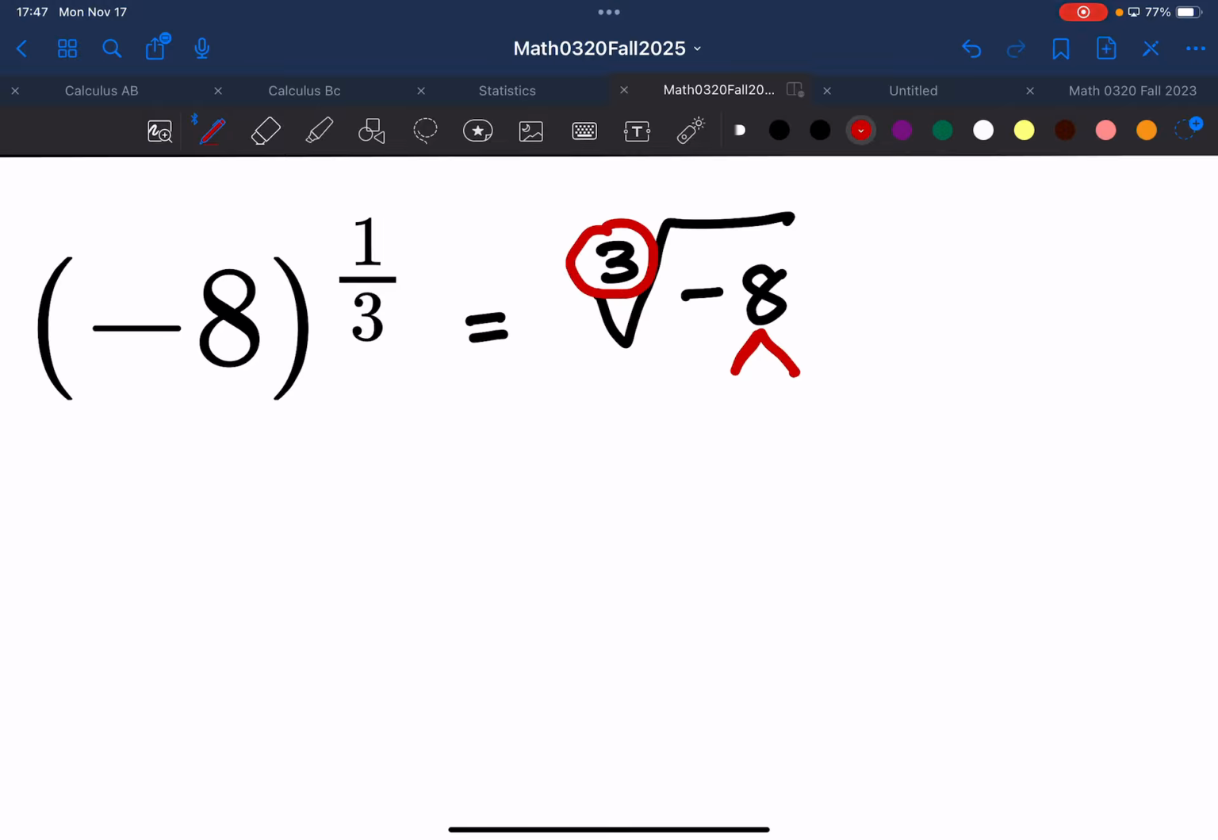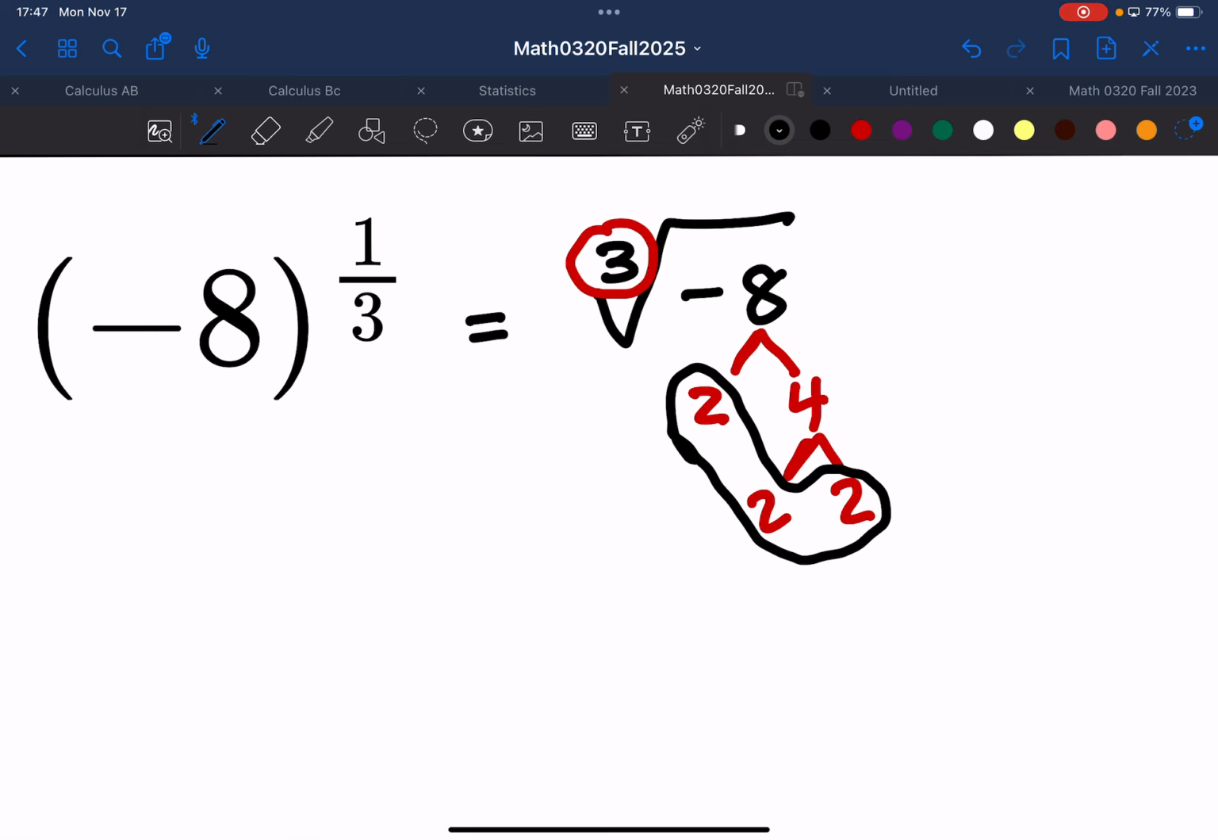It is negative 2. I'm going to show the prime factor tree in case you're not too sure. We're just going to focus on the 8. 2 goes into 8 4 times. 2 goes into 4 2 times. This is the cube root, so I'm going to circle groups of 3. Notice I have 3 2's that I circled, which tells me I can take out one of those 2's to the outside. And since this is negative, this becomes negative 2 as our answer. So this right here is our answer.